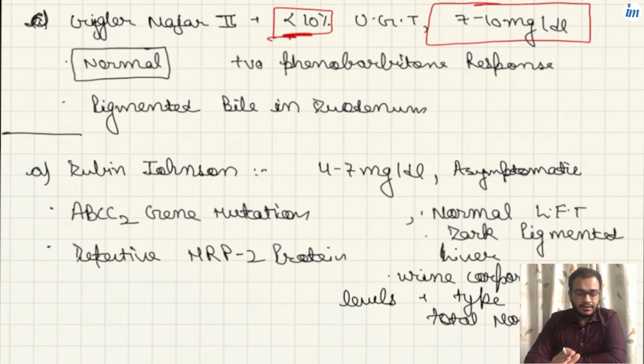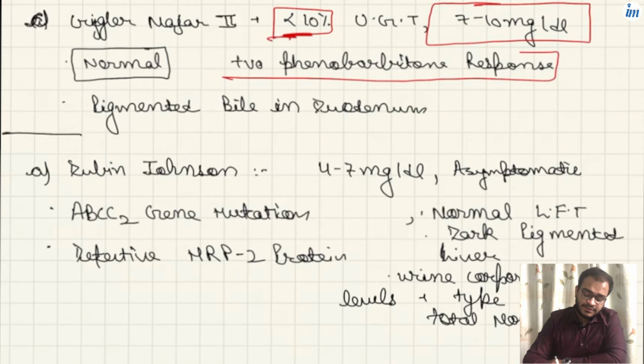LFT, liver biopsy and all, histology, everything comes out normal. But we have one thing, which is a positive phenobarbitone response. Positive phenobarbitone response, what is it, friends?